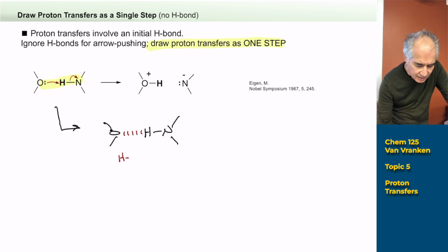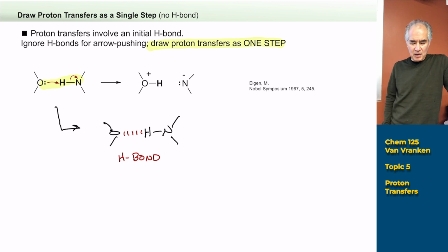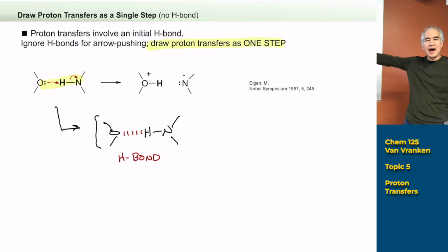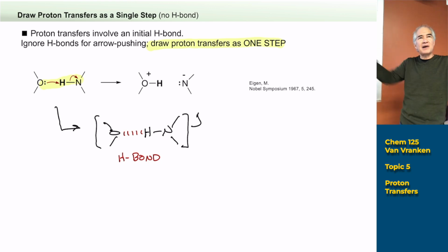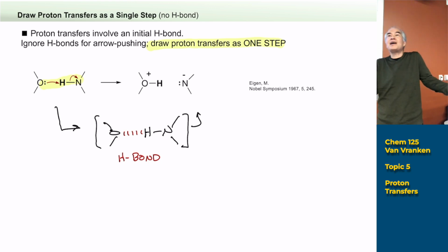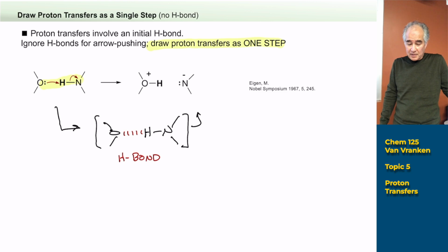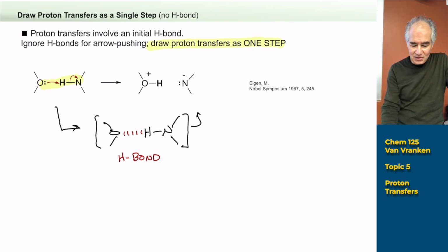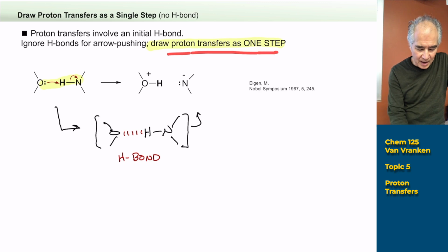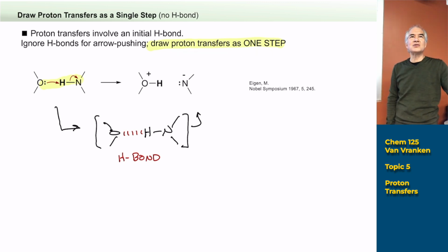Manfred Eigen won the Nobel Prize for working out the ultra-fast kinetics of proton transfers, and this was one of the outcomes of that. You initially form a hydrogen bond, and then as that H vibrates between those two atoms, at one point it's close to the N, at another point it's close to the O, it keeps vibrating, and eventually when they dissociate, the H ends up attached to one atom or the other. So that's the way proton transfers work. But we're not going to depict that with arrow pushing. We're just going to make it look like an SN2 displacement, this one-step process. This is the way we're going to depict this in our class. It's just a single, simple step.